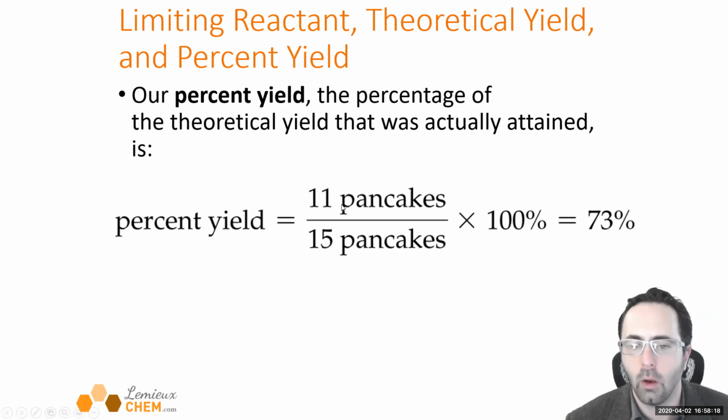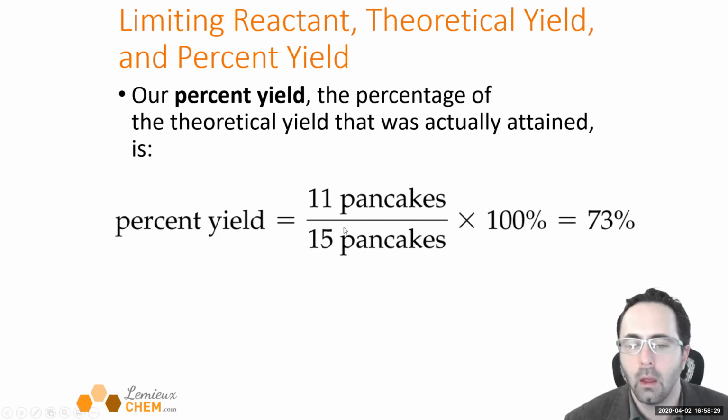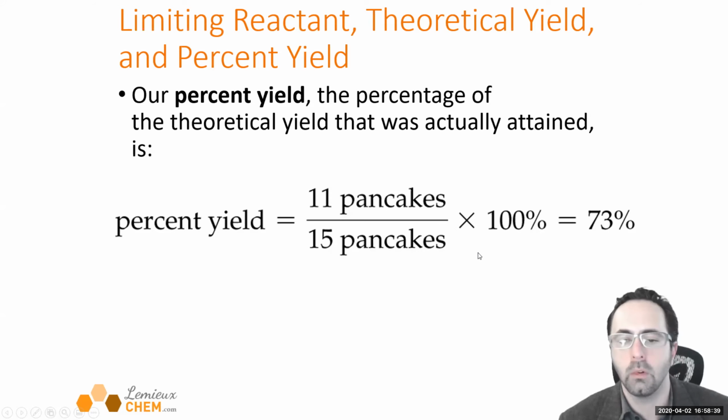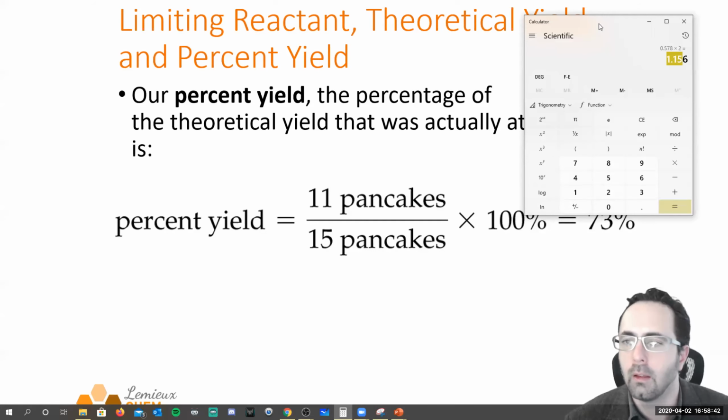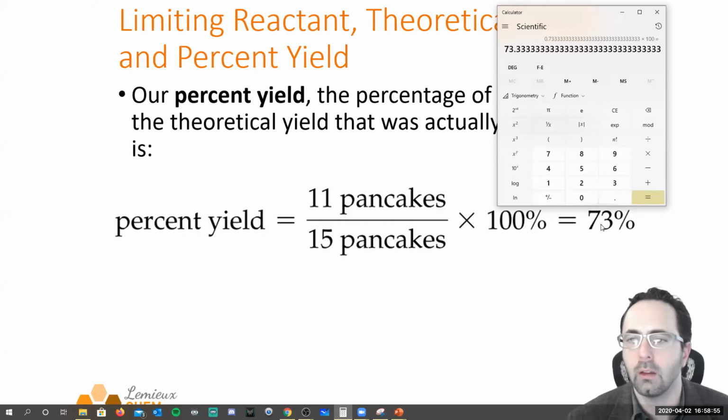So again, percent is always the part over the whole and then times 100% to make it a percentage. The part here is the actual yield, the 11 pancakes that we were able to make. The whole thing is the theoretical yield, what we could have made if everything went perfect. And then that's going to be turned into a percent times 100%. If we use our calculator, it's 11 divided by 15, which is 0.733, and then times 100 to make it a percentage. So 73% to 2 sig figs.